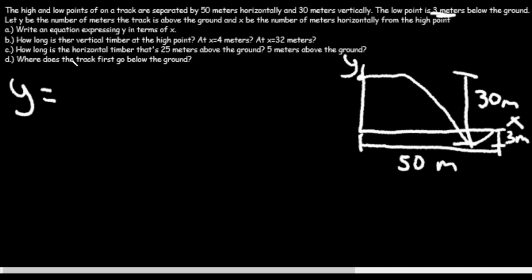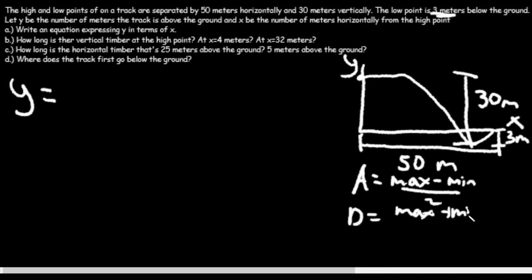So we need to find the a value. Let's write this aside. A equals max minus min divided by 2. And the d value is max plus min over 2. So right here, the a value would be max minus the minimum. The max is 27, and the minimum is negative 3. Let's add that. So a would be 30 minus negative 3. This will be 30 plus 3, so it would be 33.